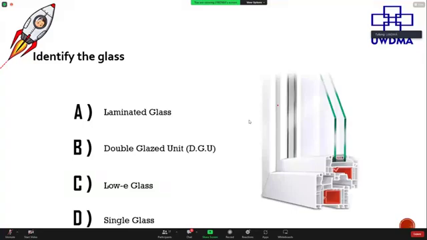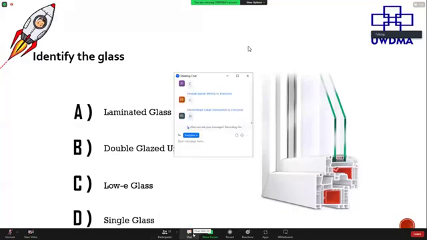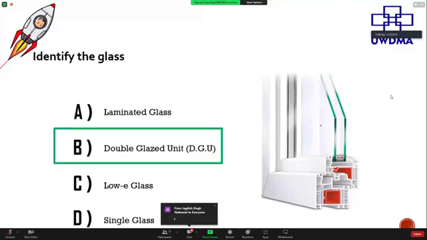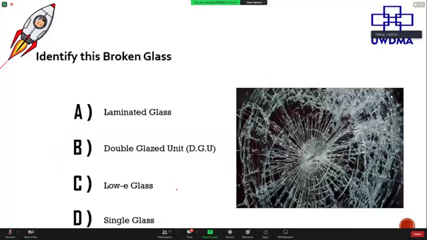Okay, so which class is this? Yeah, Mohammed Sultan says B, Karan Shah says B, Praveen also says B, Ramila also says B, and everybody is unanimously saying B, and yes, it is B. Okay, which is this glass? Which is this broken glass?